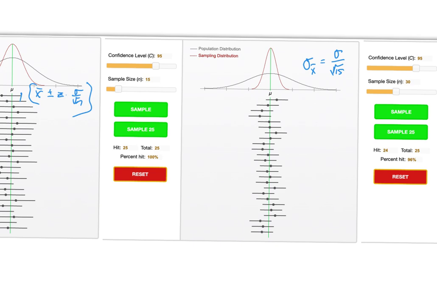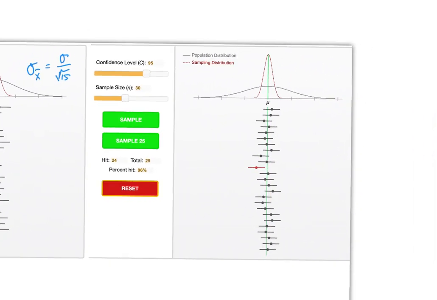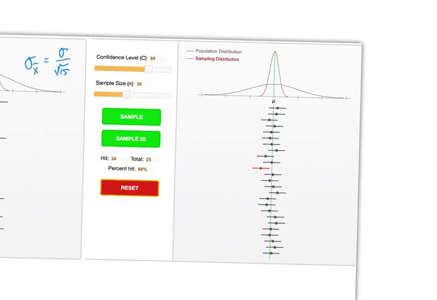And then the third one over here, narrower yet, because now I'm dividing by the square root of 30 for my sampling distribution. Sigma sub x bar equals sigma over the square root of 30, dividing by a larger number, narrower. And then there it'll actually show you, oh, look at that. All right, that one missed.